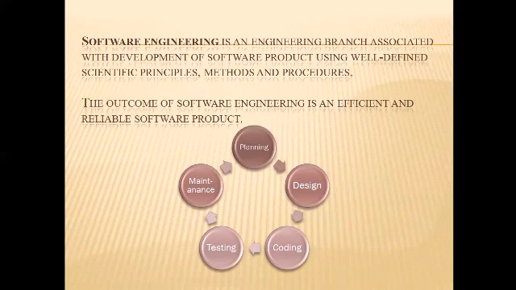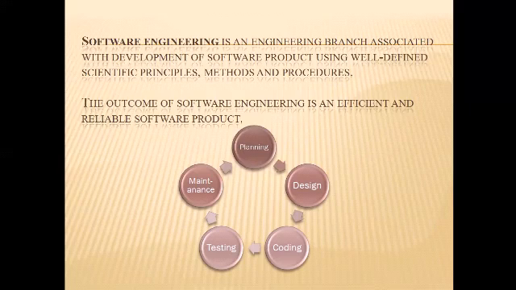Now it's time to understand software engineering. We have studied what software is, and what engineering is. Once again, software is a collection of programs, and engineering is the discipline where we use methods and systematic approaches to develop any product. So software engineering is an engineering branch associated with the development of software products using well-defined scientific principles, methods, and procedures. The outcome of software engineering is an efficient and reliable software product.